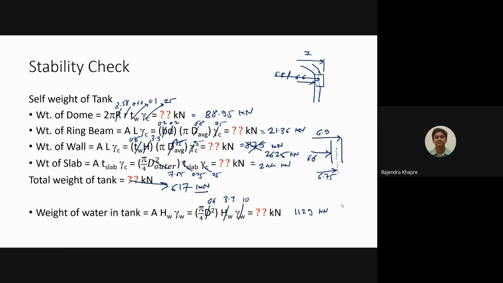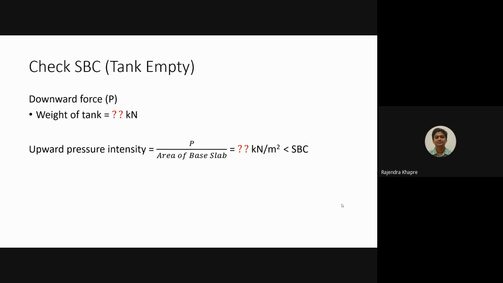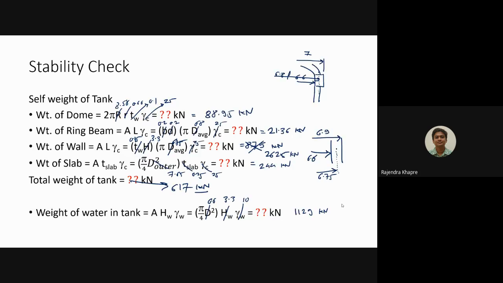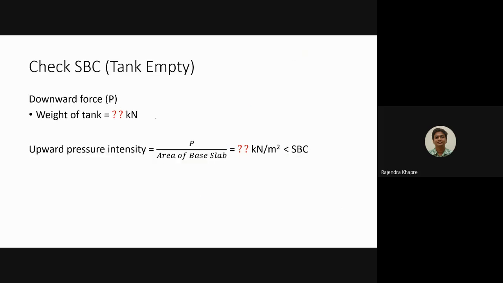Okay, so now our initial calculations which are required for the stability check is now over. So we have calculated the weight of the tank, we have also calculated the weight of the water. So you can see the weight of the tank is nearly half of the weight of the water. Okay, so now let us see what is going to happen. Now first we are going for the tank empty condition. Okay, so whenever there is a tank empty, the downward force will be only the weight of the tank, isn't it? So the weight of the tank we have already calculated as 617 kilonewton. So the downward force in kilonewton will be something like 617 kilonewton.